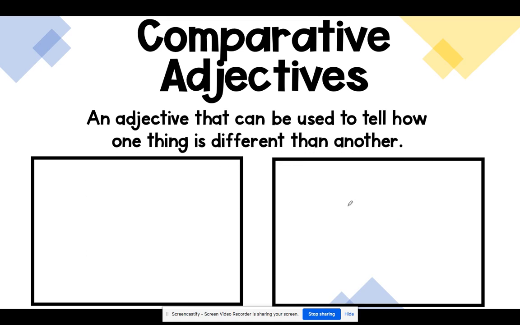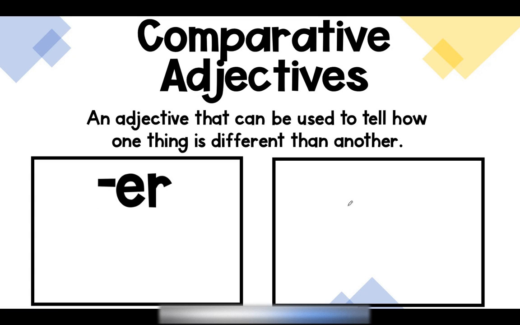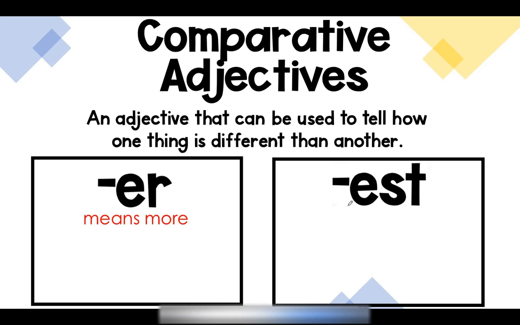So, just to refresh your memory, an adjective we know is a describing word. It helps to describe a noun, a person, place, thing, or animal. But a comparative adjective is an adjective that can be used to tell how one thing is different than another. So meaning I have two things or possibly more, and I'm comparing them. I do that by either adding ER to an adjective or adding EST. I add ER to an adjective to show that something means more.